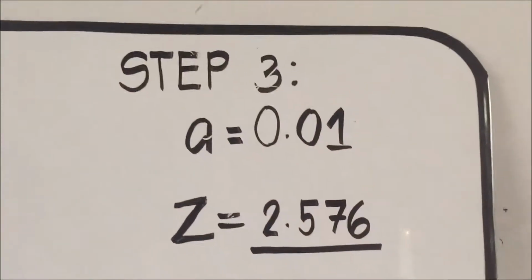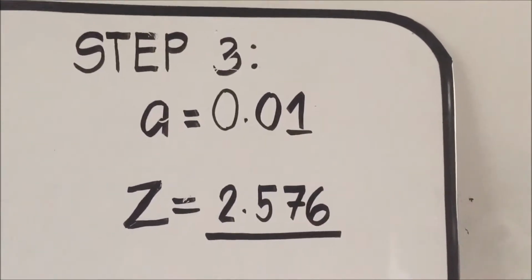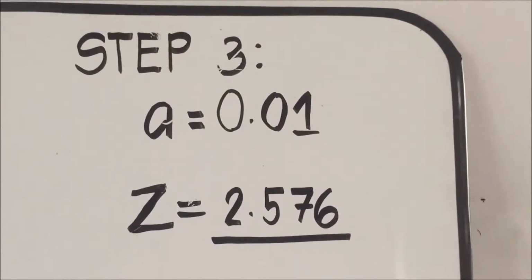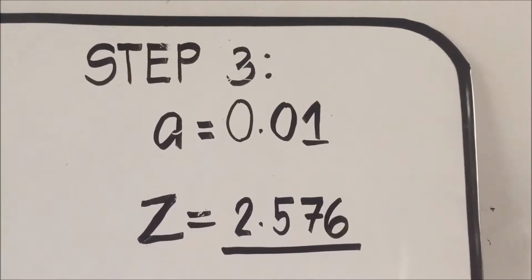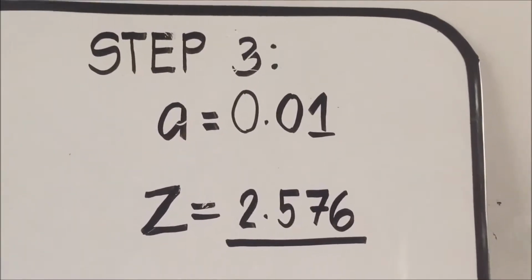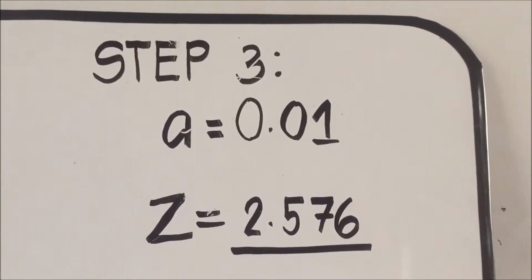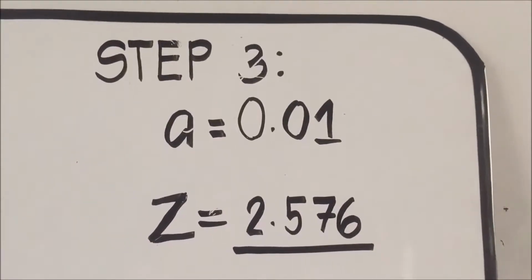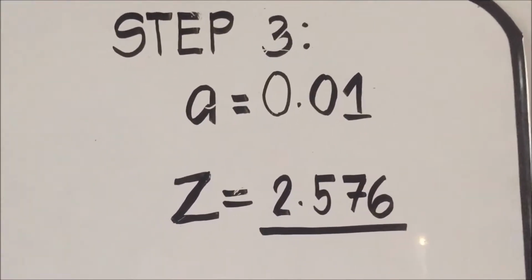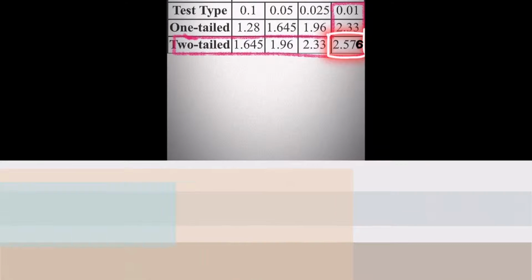For step 3, we have to find our critical region. In this particular problem, we have to use the critical value of a z-table and the level of significance, which is 0.01. You have to locate it in the z-table, which will give you the answer of 2.576.